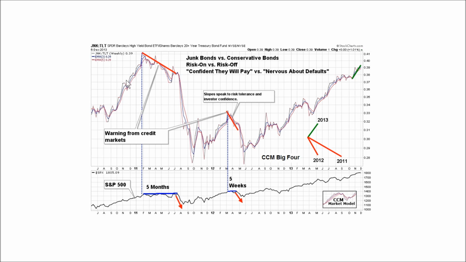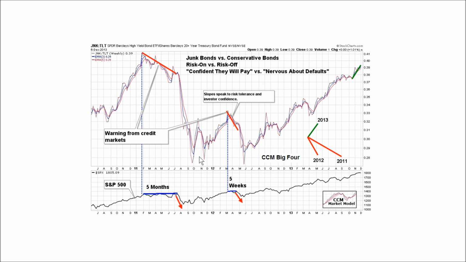This is what risk-on looks like when the ratio is rising. This is what risk-off looks like. In the bond market, we can also think of it as the ratio of 'I'm confident they will pay' versus 'I'm nervous about bond defaults.' This is 'I'm confident they will pay.' This is 'I'm nervous about bond defaults.'